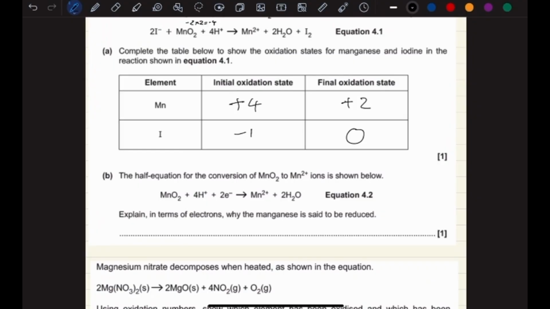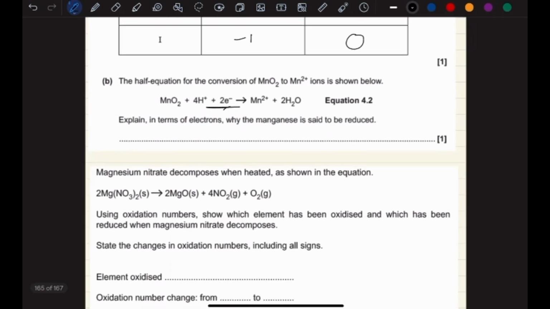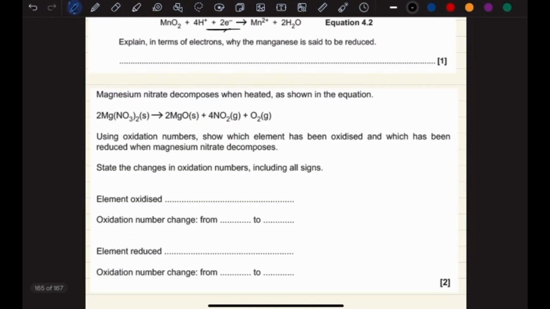Now, the half equation for the conversion of manganese oxide to manganese ion is shown there. Yeah? In terms of electrons, why is the manganese said to be reduced? Well, it gained electrons. Remember OIL RIG, reduction is gain. Yeah? You can see here the 2+, it gained electrons. We're happy with that. Cool. If you look on this side, again, let's think about it.